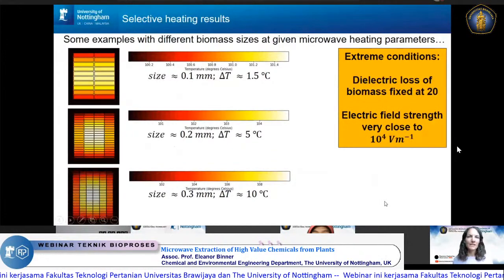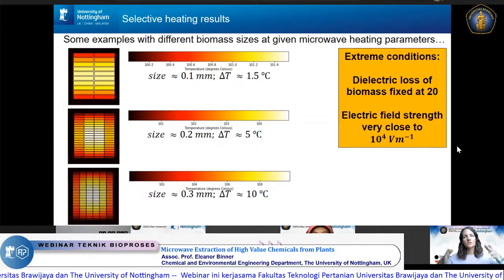And to cut a lot of steps out of the story, what he's shown is that it's fairly obvious that the larger the biomass sample, the more selective heating you will get, because you get heat transfer going out, you get heat loss. So if you have a large enough sample, for example, a 0.3 millimeter piece of biomass, which is a realistic size for a microwave assisted extraction experiment, you could get, under probably the most extreme heating conditions in a single mode cavity, which most people don't have, around a 10 degree temperature rise. But if you recall, we only needed 1 or 2 degrees to get this temperature induced diffusion effect that we're interested in. So that's the first step.